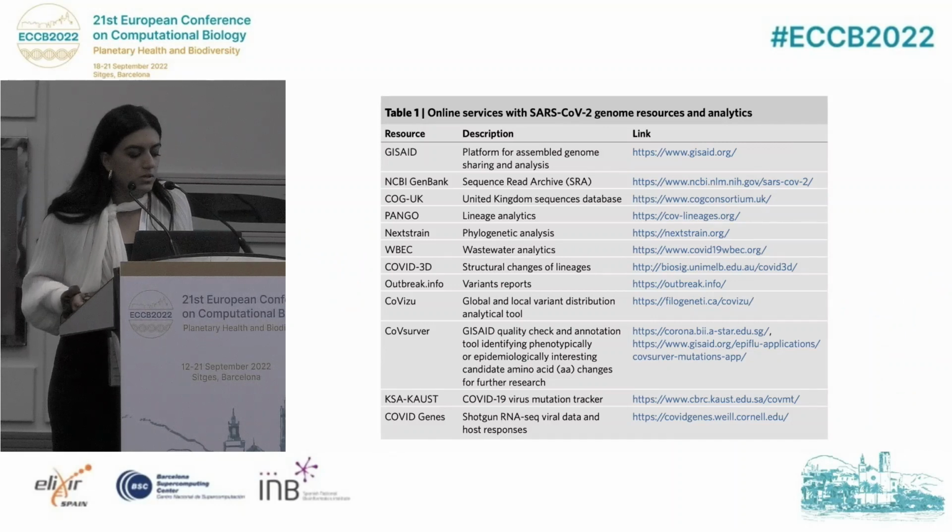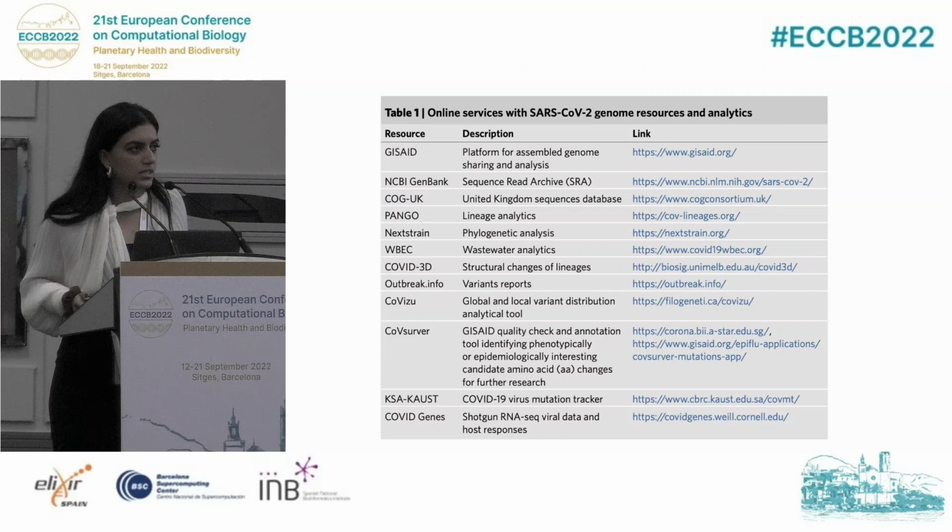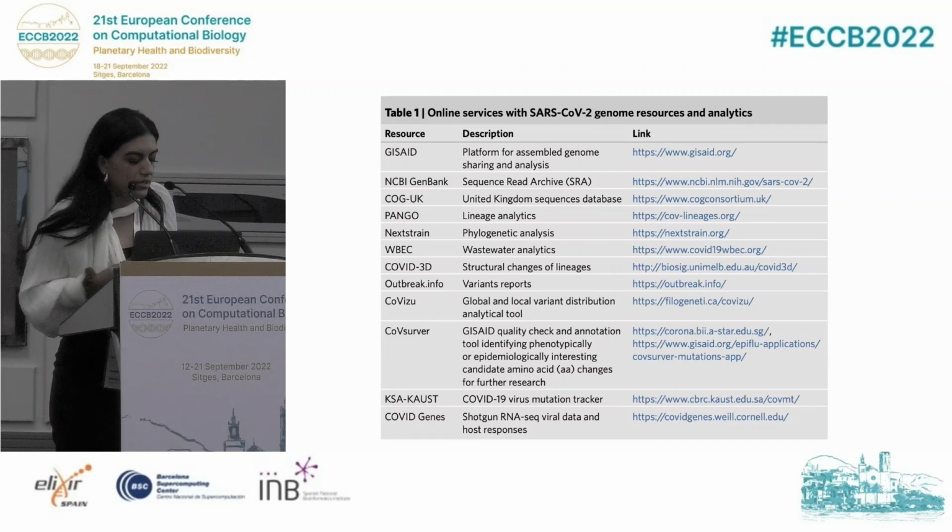So here's a table of some online services with SARS-CoV-2 genome resources and analytics. We created this table to compile some different resources which are currently present, some of which include GISAID, which is a database for uploading assembled genomes, Nextstrain for conducting phylogenetic analysis, and Outbreak.info, which consists of different variant reports. This could be a useful resource if you're looking to explore and learn more about available SARS-CoV-2 genomic resources online. So there's quite a few here, but I only named a few.